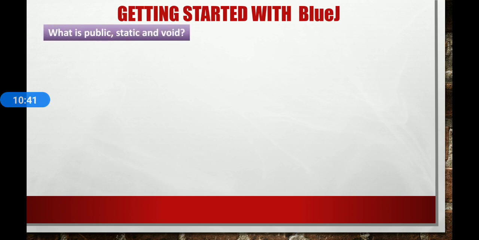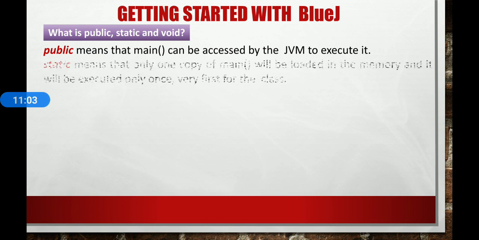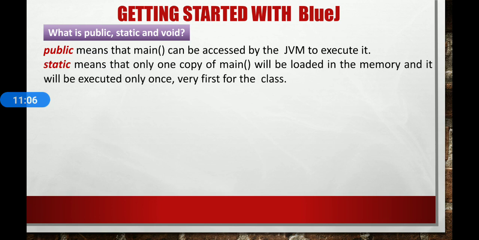Now here, what are public, static and void in the main function? Public means that the main function can be accessed by JVM to execute it. The reverse of public is private, which you will learn about in higher classes. Static means that only one copy of the main function will be loaded in the memory, and it will be executed only once, very first for the class. It will not run again for any object.